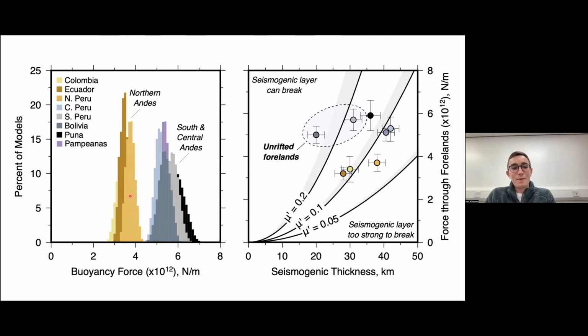What we have are the histograms. These ones in sandy colors represent those in the northern Andes, and they typically are associated with a buoyancy force between about 3 and 4 teranewtons per meter. And these histograms over here to the right are slightly higher buoyancy forces associated with the south and the central Andes, which are slightly higher in elevation relative to the foreland, where you have buoyancy forces of about 5 to 7 teranewtons per meter. Okay, so that allows us to place this upper bound on the horizontal force that's acting through the foreland lithosphere.